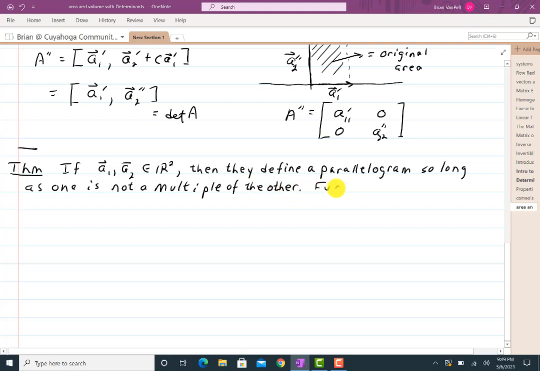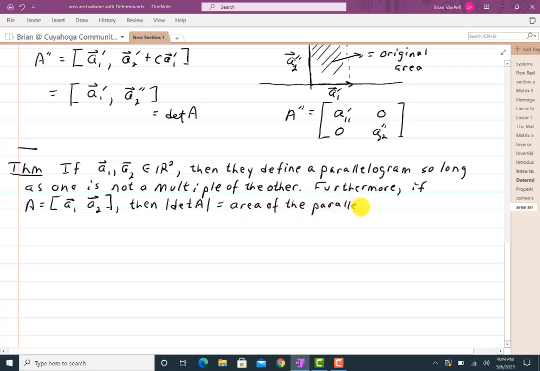Furthermore, if A is the matrix with those vectors as columns, then the determinant, well, I should actually, let me be careful here. The absolute value of the determinant of A equals the area of the parallelogram. And there's only a couple things I need to mention in the proof. I sort of did the whole proof already, but there's a couple of things.